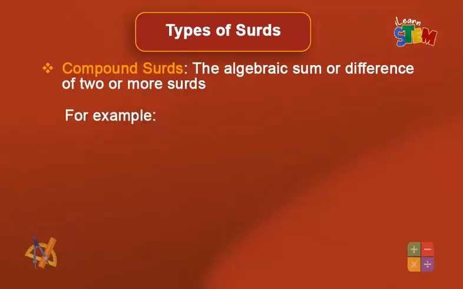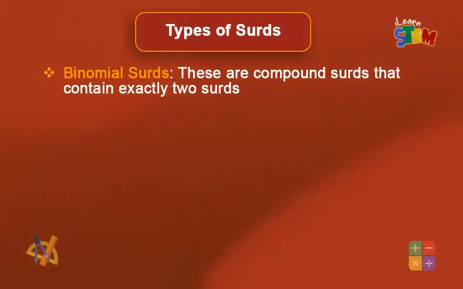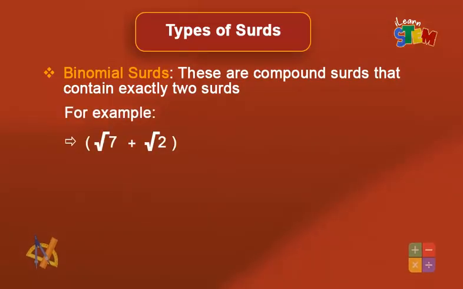For example, 2√3 plus 3√5, √3 plus √7. Binomial surds. These are compound surds that contain exactly two surds. For example, bracket open, √7 plus √2, bracket closed.